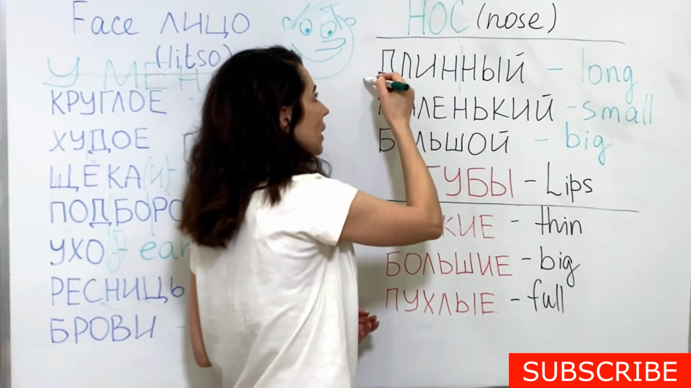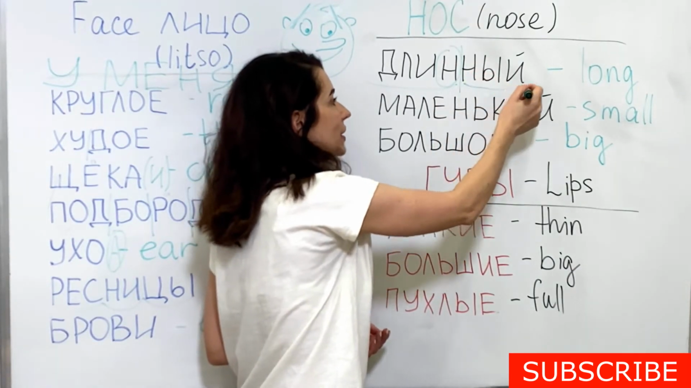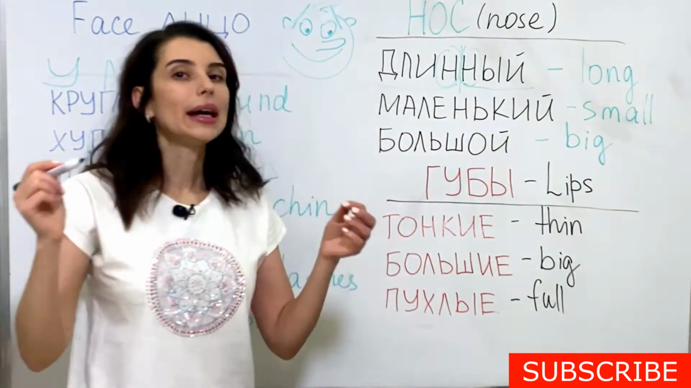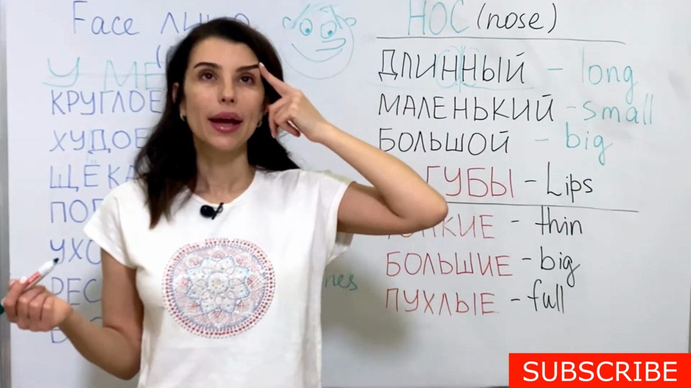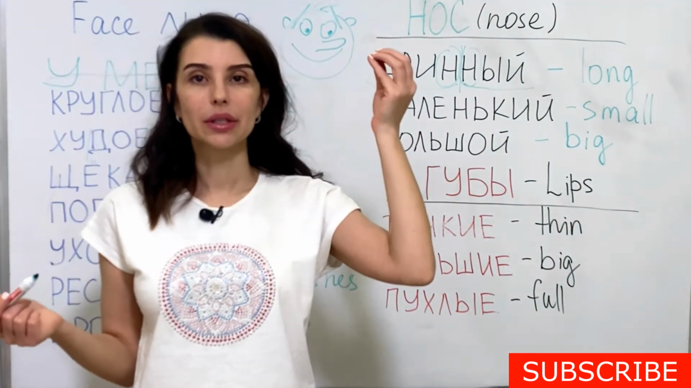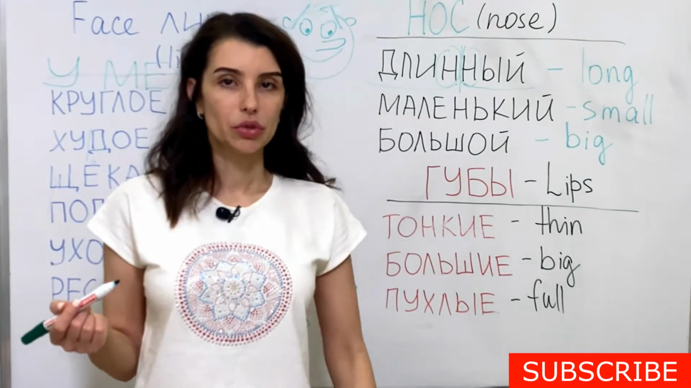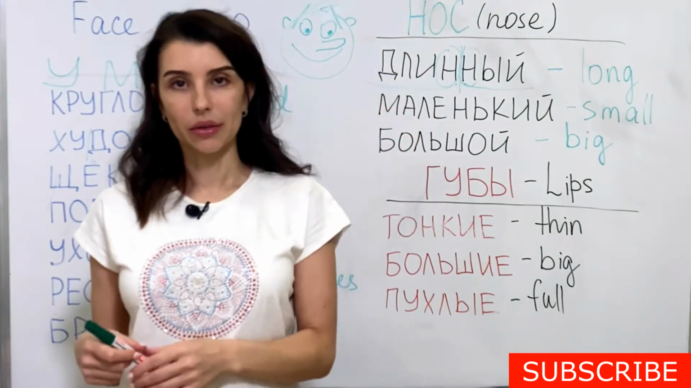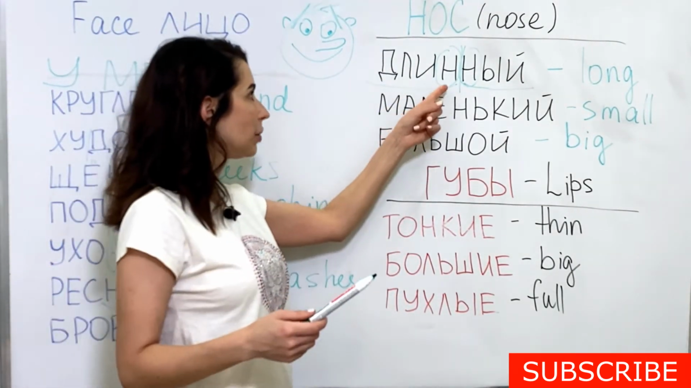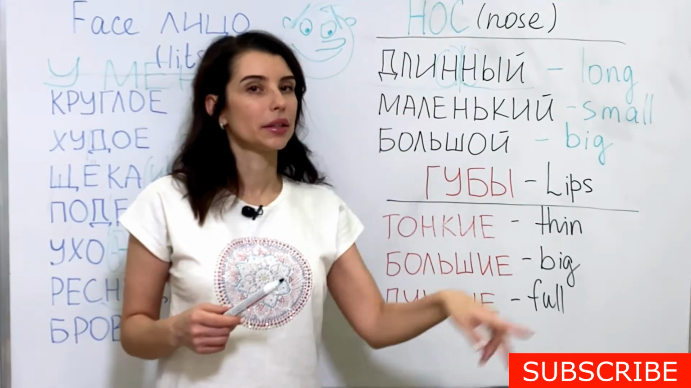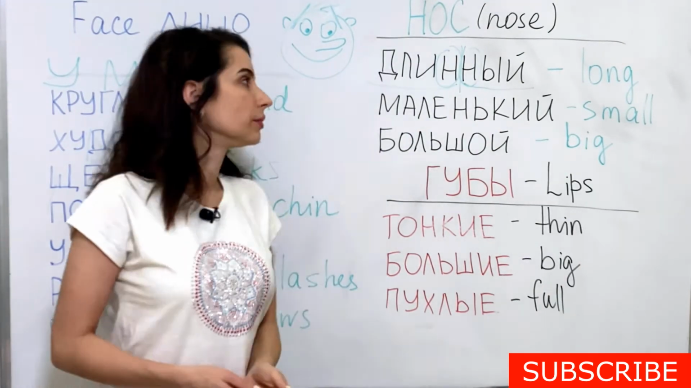Do you see? This part ends with N and this part starts with N, that's why you have a double N there, and when you pronounce it, you can feel it. Длинный, you see? You get stuck here at the N, because there are two N. Double N. Длинный нос. Нос.